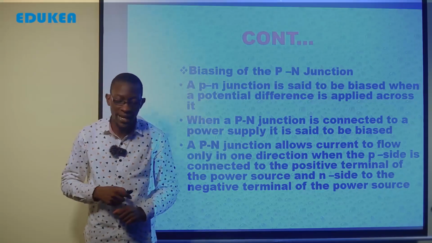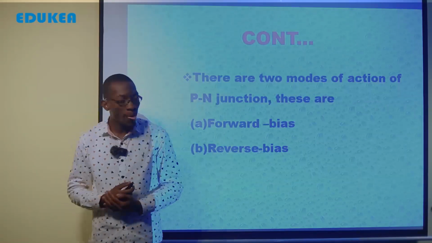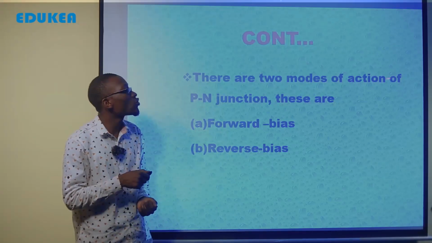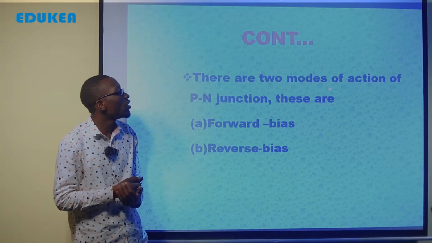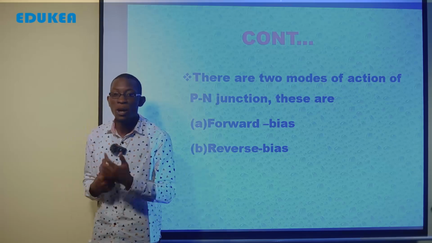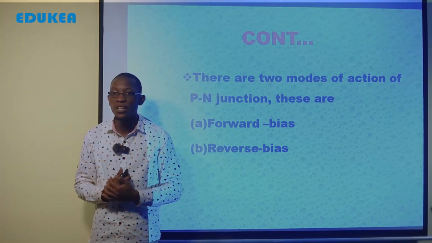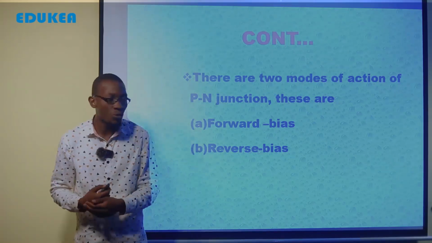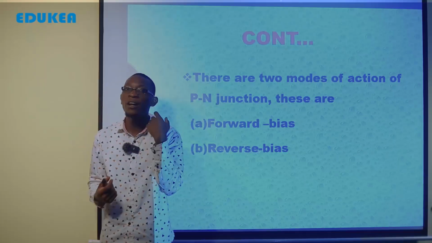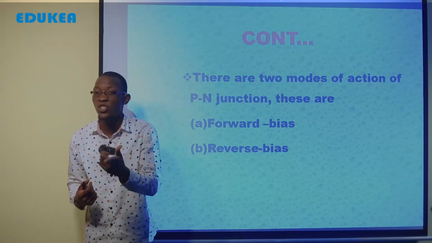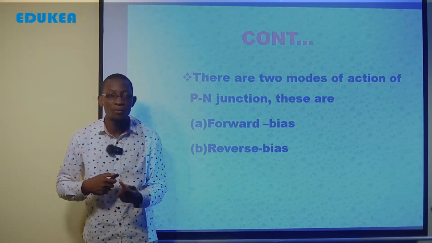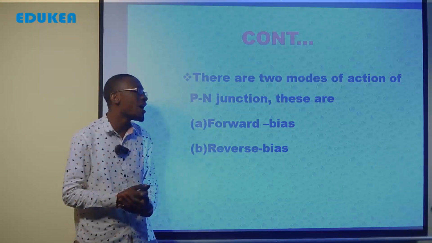So there are two modes of action of a PN junction. Kwa hiyo kuna modes mbili za actions za PN junction, ambapo tunazungumzia aina mbili za biasing katika PN junction. Ya kwanza tunazungumzia ni forward bias na pili tunazungumzia ni reverse bias.